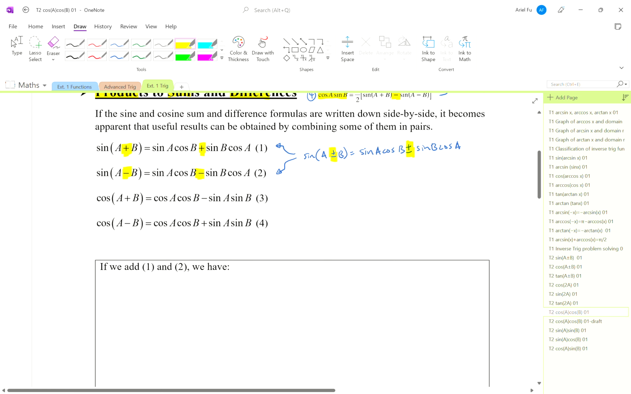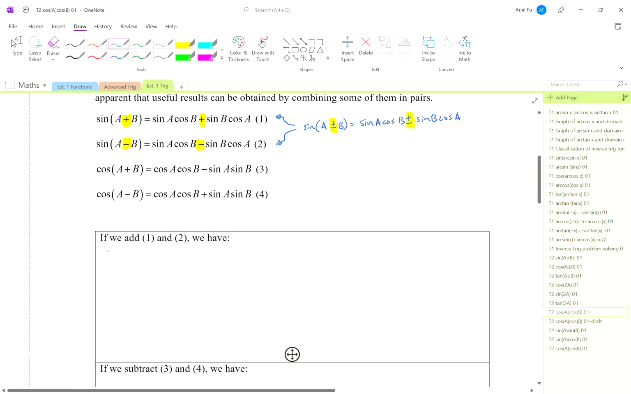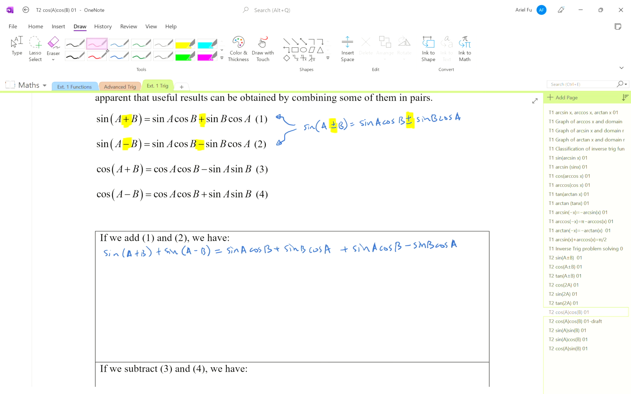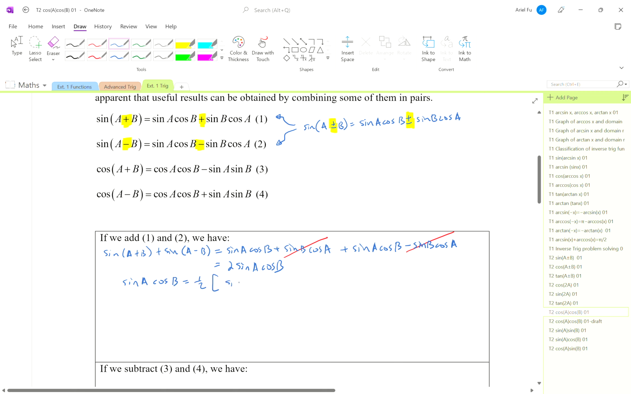Now if we look at these two equations, let's add them together. Sine of A plus B plus sine of A minus B gives you sine A cosine B plus sine B cosine A, which is the right hand side of the first identity, plus the right hand side of the second identity, so minus sine B cosine A. You see that the sine B cosine A terms cancel out, leaving you with just 2 sine A cosine B. If we rearrange this equation, you get sine A cosine B equals half of sine of A plus B plus sine of A minus B.